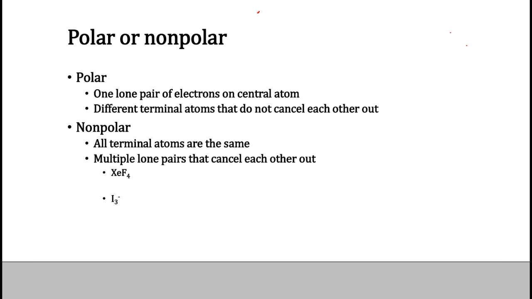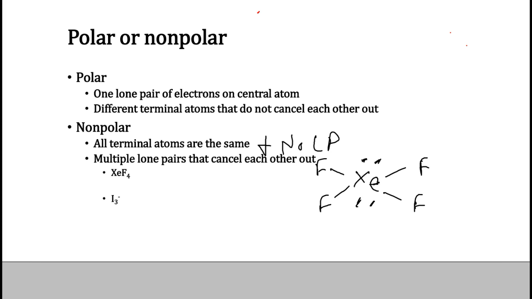Okay, well, what about nonpolar cases? Well, if all your terminal atoms are the same and you have no lone pairs, you're nonpolar. If you have multiple lone pairs that cancel each other out, then you could be nonpolar as well. The best example of this would be xenon tetrafluoride. So remember, this one has 6 electronic domains. Each of the fluorine atoms has a filled octet, but then there are 2 lone pairs on that xenon.